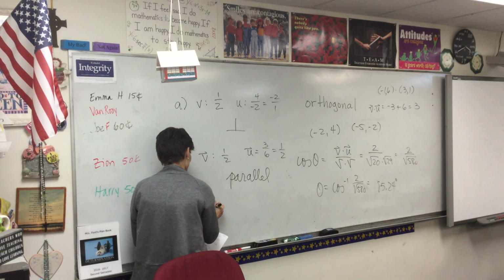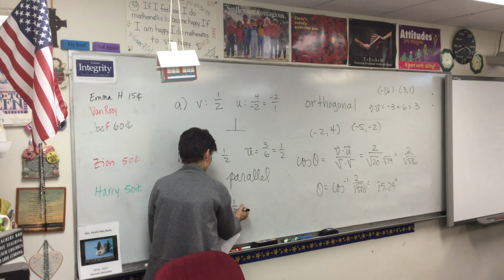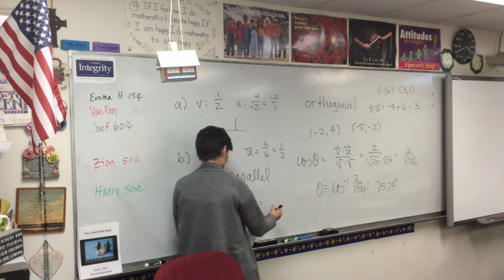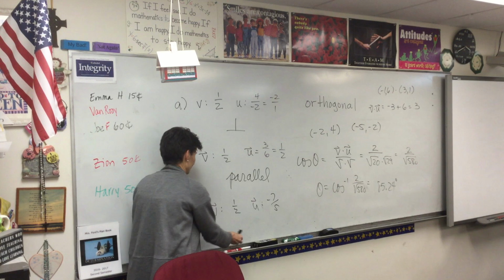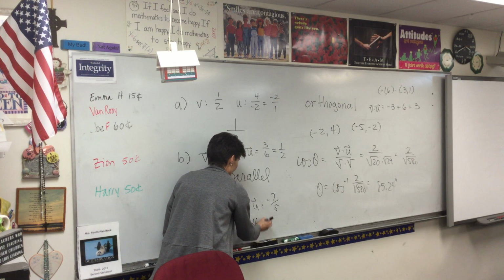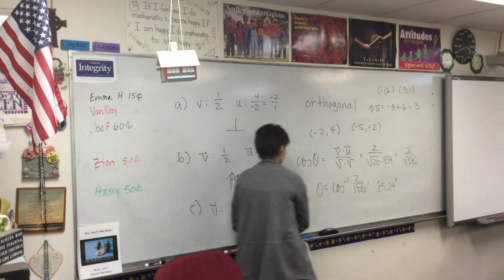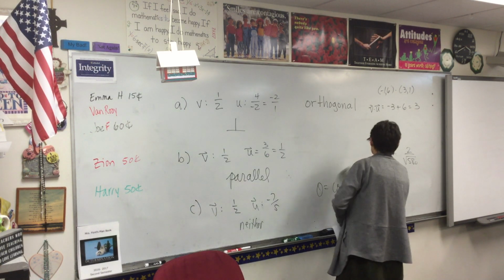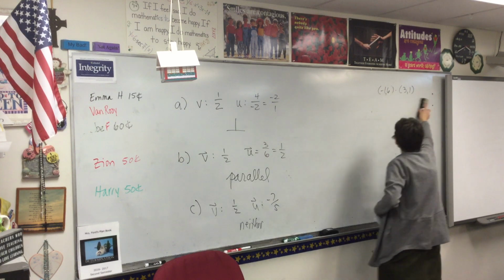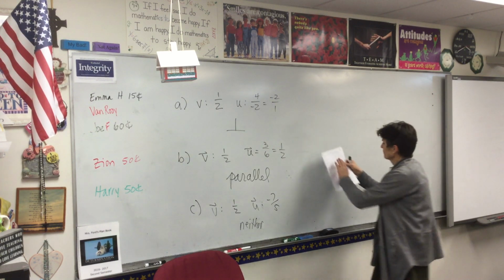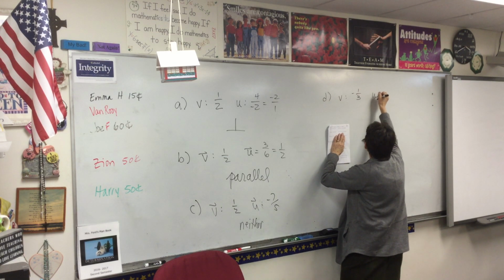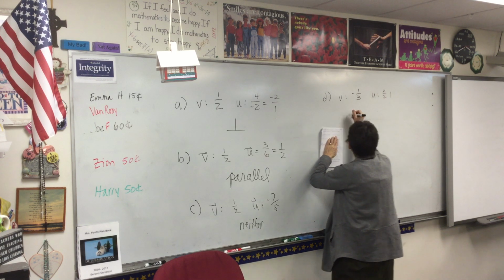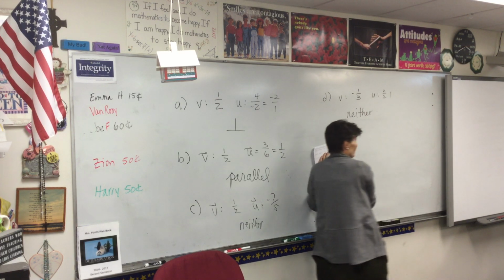What about C? What's the slope of V? 1/2. What's the slope of U? Negative 7/5. Neither. Nothing going on there. They're just 2 random vectors that intersect, and that's it. That is easier. What about D? The slope of V is negative 1/3. What's the slope of U? 2 over 2, which is 1. That's another neither.